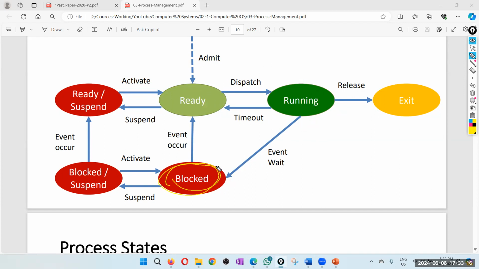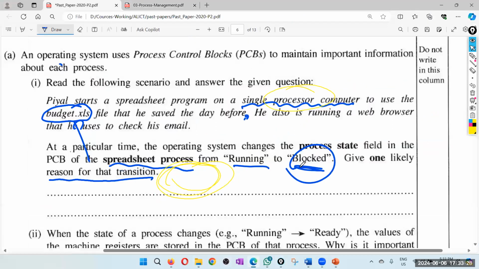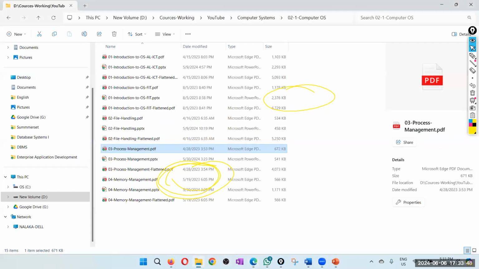So the question is, what is the possible reason for it moving from running to block? Running to block, we have done it, okay? So give one likely reason for that transition. You can just give some reasons like maybe user input is required. Operating system is waiting for the user action, something like that. Right, so let's look at the marking scheme answer and see whether it's different from ours.